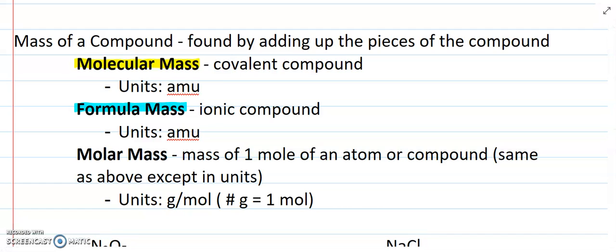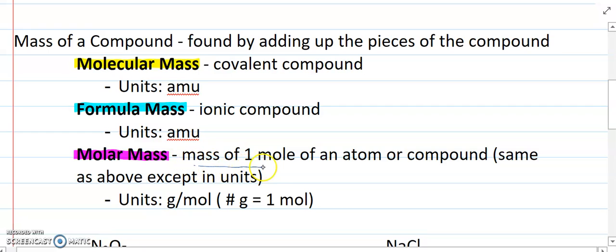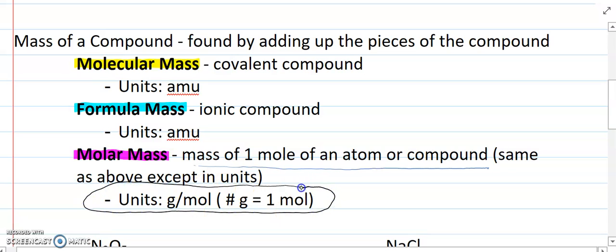But the one we're interested in for this unit and for this trimester is going to be molar mass, which is really the mass of anything. Molar mass is defined as the mass of 1 mole of an atom or a compound. It is the exact same number as what you find for atomic mass, for molecular mass, for formula mass, except for its units are different. And these units are going to be really important because these are going to be the units that we are going to be using. Its units are going to be grams per mole.